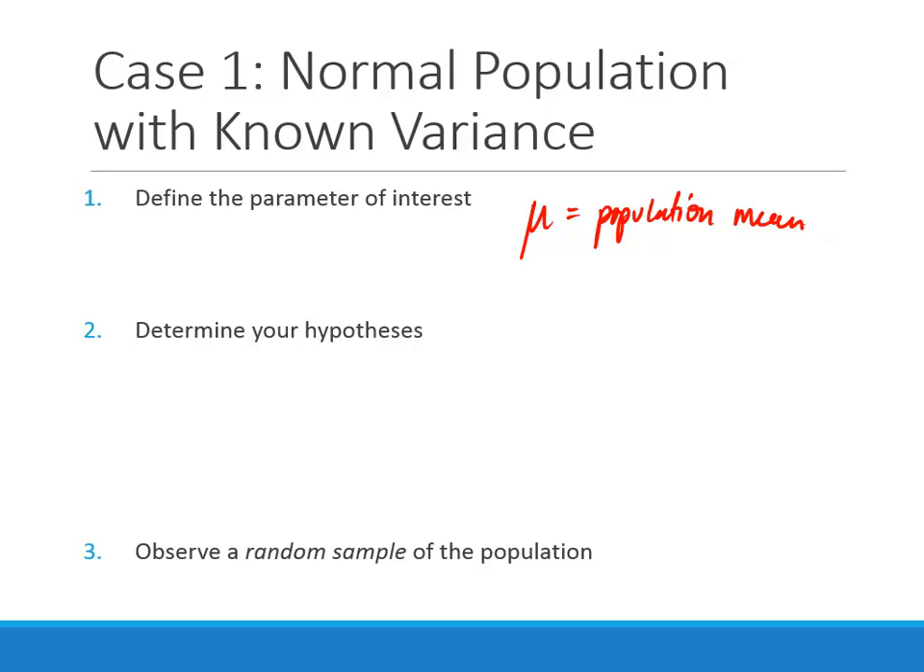And then the next step is we have to determine what our hypotheses are. So we have to figure out what the null hypothesis is and what the alternative hypothesis is. The null hypothesis for this class will always be that mu is equal to something. So this is always the null hypothesis.